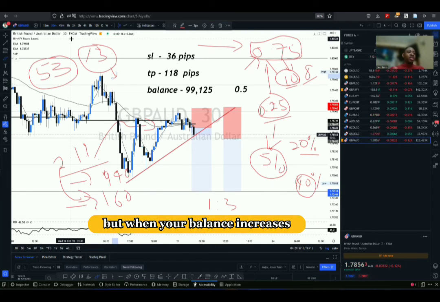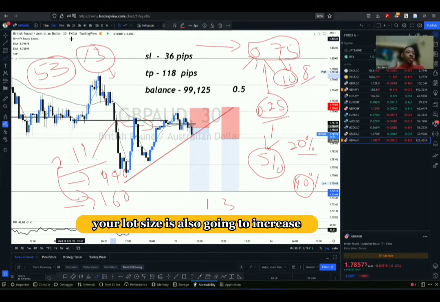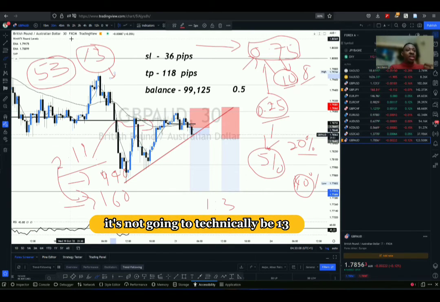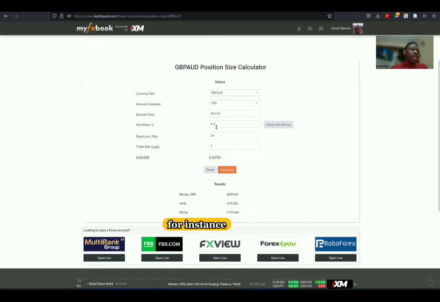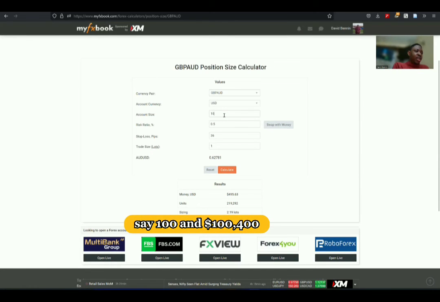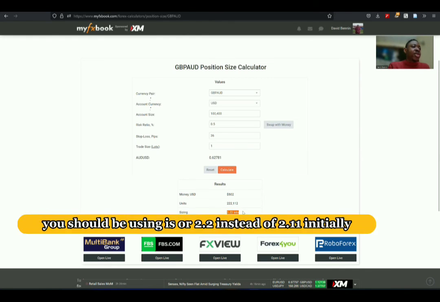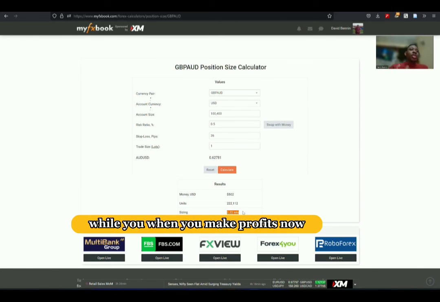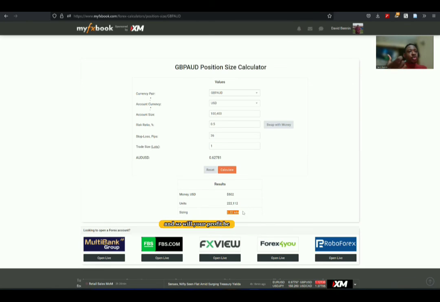But when your balance increases, your lot size is also going to increase according to the position you have. So the number of trades is going to be less. It's not going to technically be 13. It's going to be like 9 or 8. This is how to use the position size calculator for that matter. For instance, if our balance now changes from 99,000 to, let's say, $100,400, and you hit calculate, it's saying that your new lot size should be 2.2 instead of 2.11 initially. When you make profits, the lot size you can use per trade is going to increase, and so will your profits.